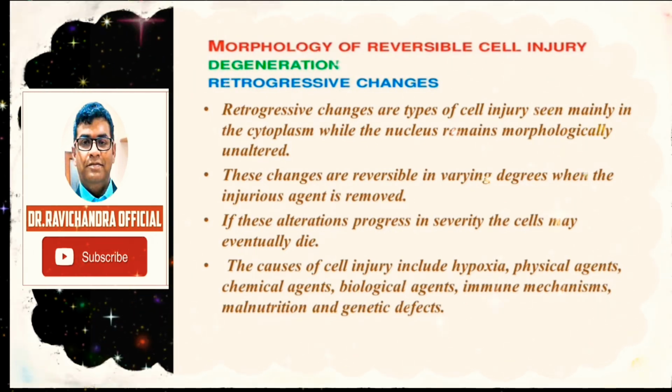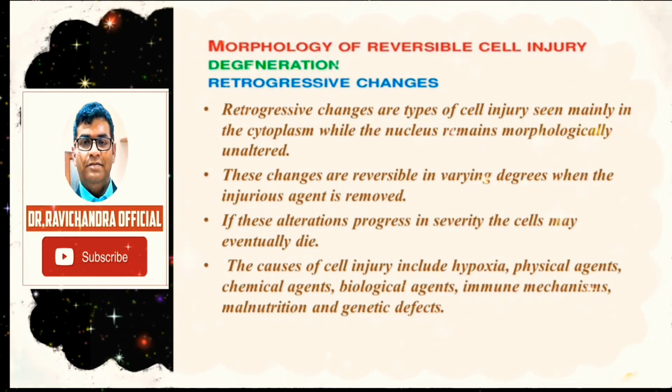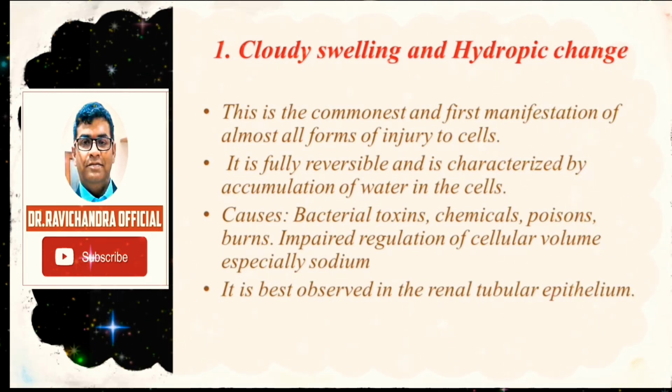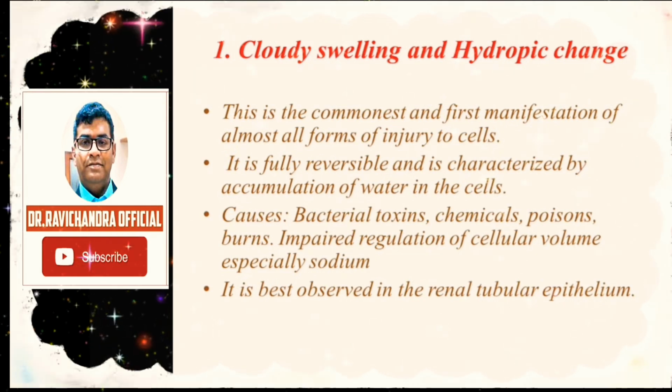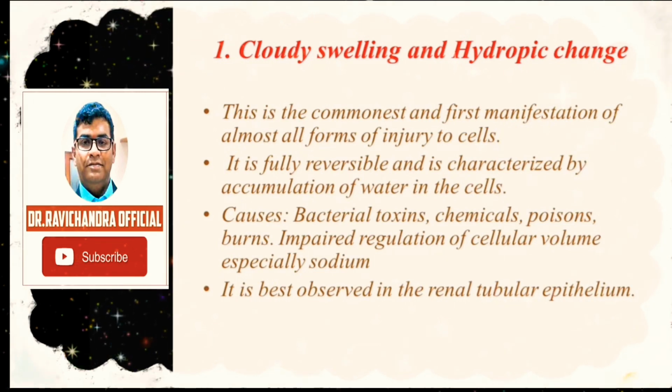The causes of cell injury include hypoxia, physical agents, chemical agents, biological agents, immune mechanisms, malnutrition, and genetic defects. Retrogressive changes: there are 4 retrogressive changes. Among them, the first one is cloudy swelling or hydropic change. This is the commonest and the first manifestation of almost all forms of injuries to cells. It is fully reversible and is characterized by accumulation of water in the cells.